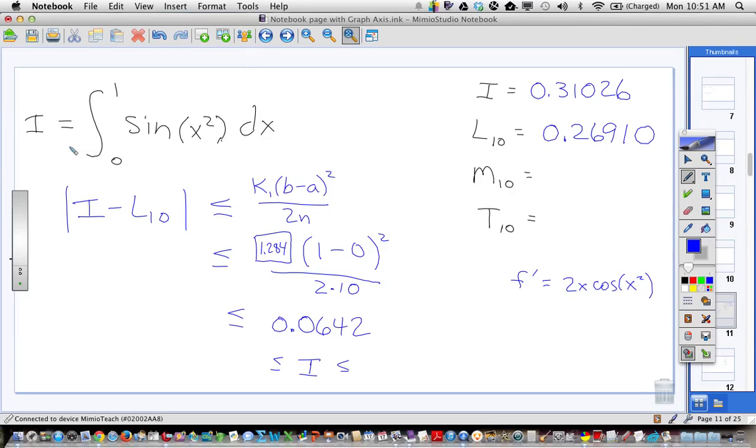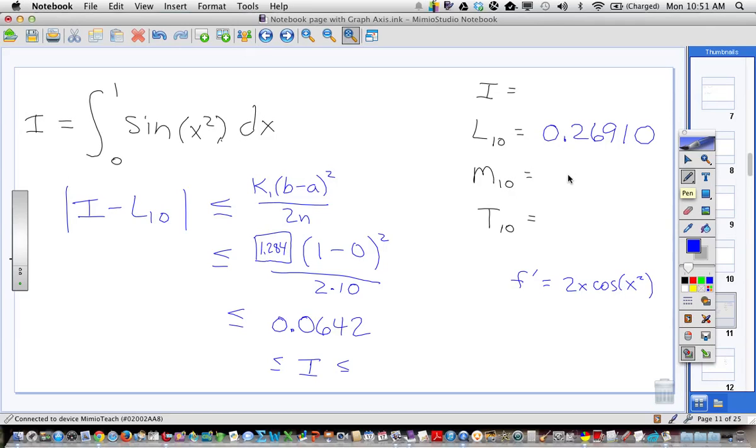Pretend this isn't here, right? We don't know the exact error. So we did an L10 approximation, and now our question is, how close is that? Wait, why? Because we cheated and we used our program to tell us what I was.